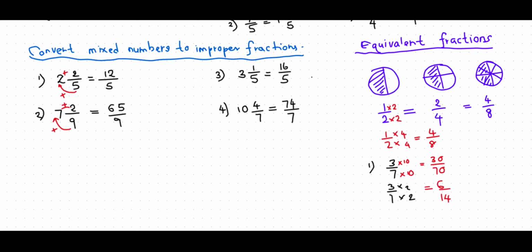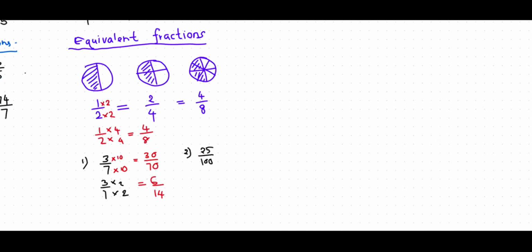Second example, I'll write 25 over 100. For this 25 over 100, I can even divide both numerator and denominator by the same number, because this fraction we can simplify. This is not the simplest form of the fraction. I can divide 25 and 100 both by 5. 25 divided by 5 is 5. 100 divided by 5 is 20. 5 over 20 is also an equivalent fraction for 25 over 100.